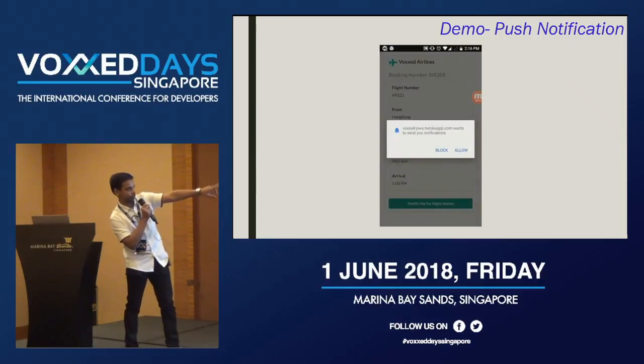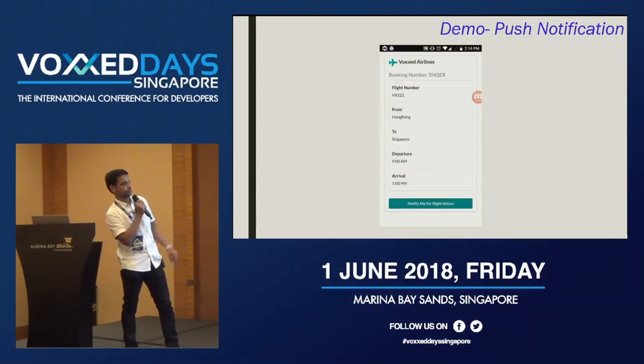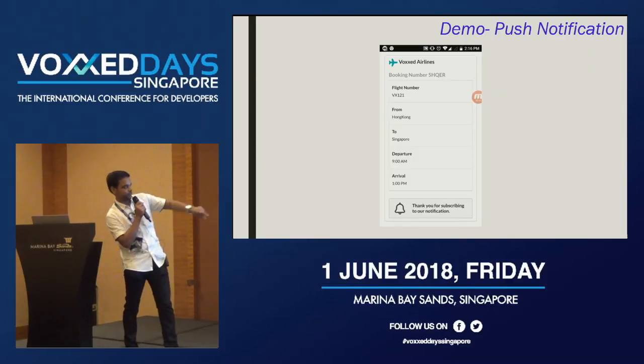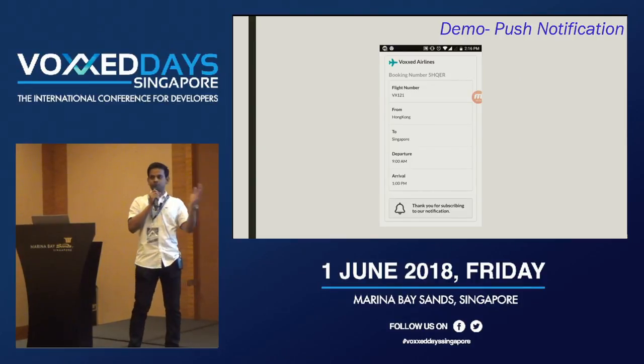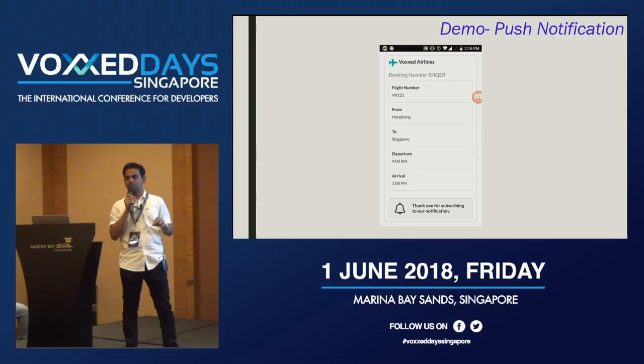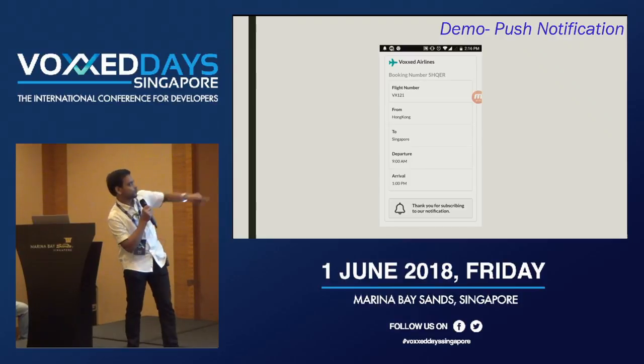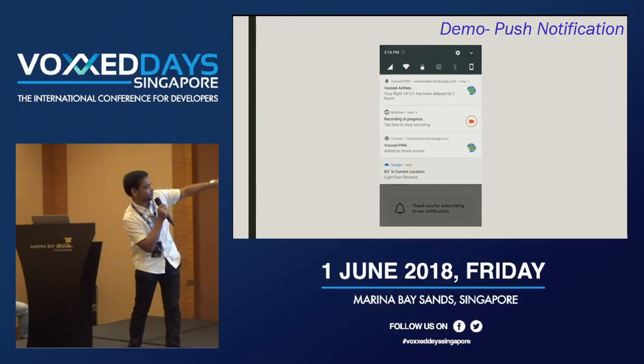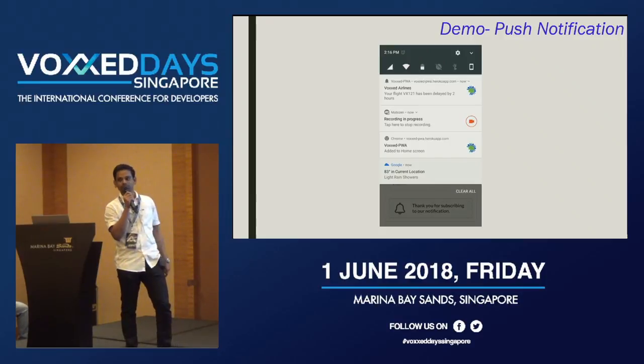Okay, the user clicked it. The browser prompts whether you want to allow or block. The user chooses allow. Then the subscription happens and you see a success message: thank you for subscribing to our notification. Behind the scenes, I wait for 10 seconds and then I send a notification to the client that the flight has been delayed by 2 hours. You see, there's a notification on top: Voxxed Days Singapore has been delayed by 2 hours.